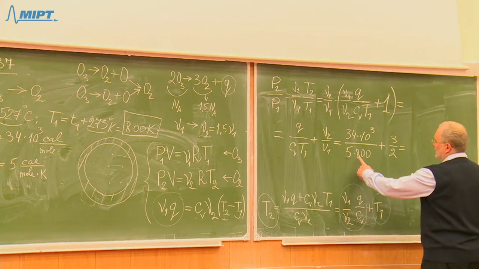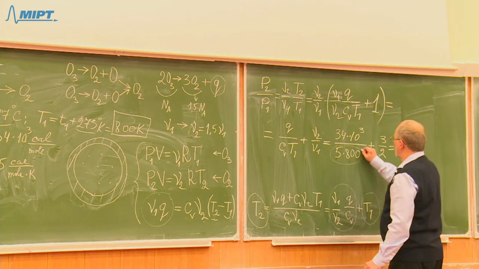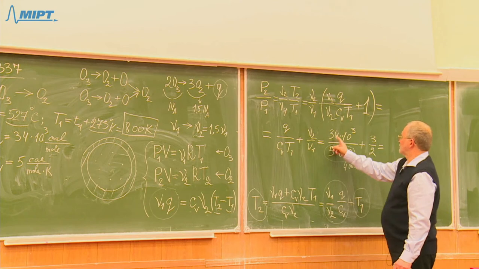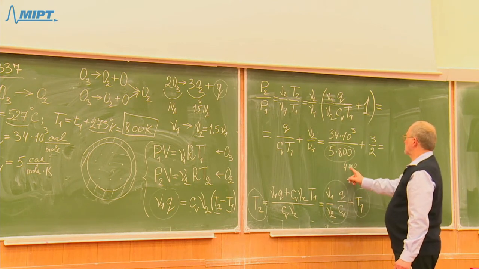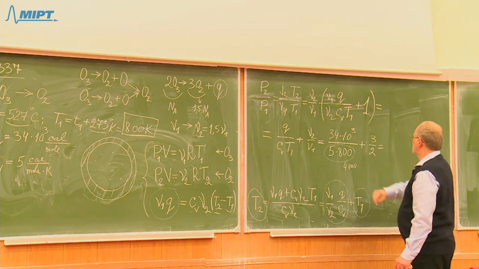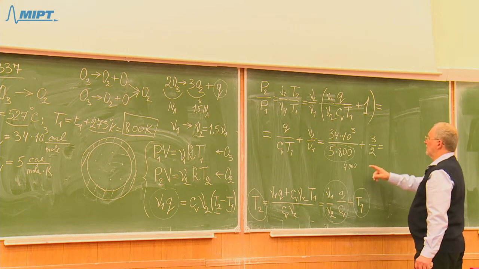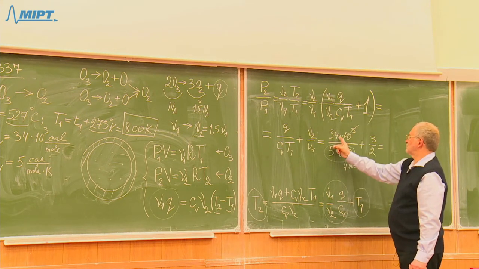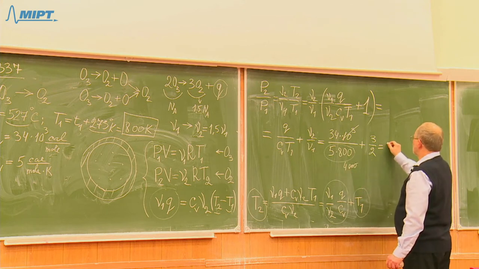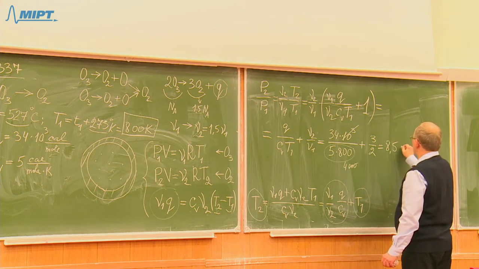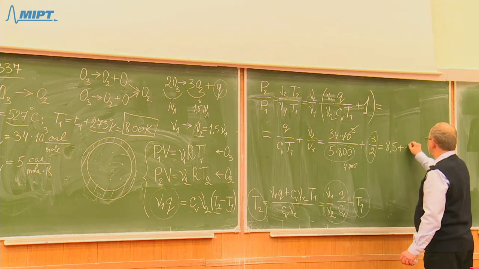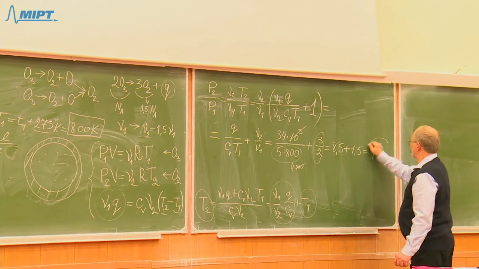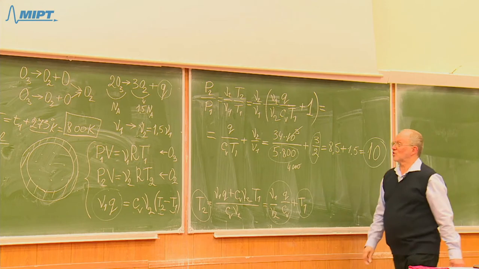So what is 5 times 800 in the denominator? It will be 4,000. So we have to divide 34,000 by 4,000, thousands cancel, and the first term will be 8.5. Plus this term, which is 1.5. So 8.5 plus 1.5 is 10. That is the final answer to this problem.